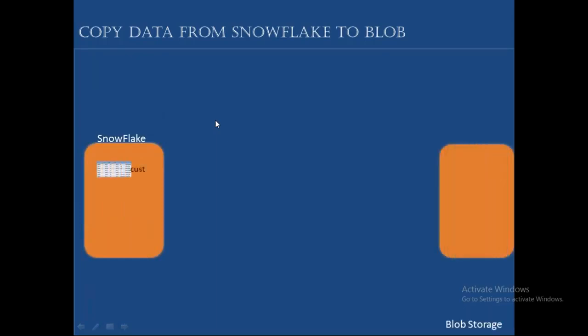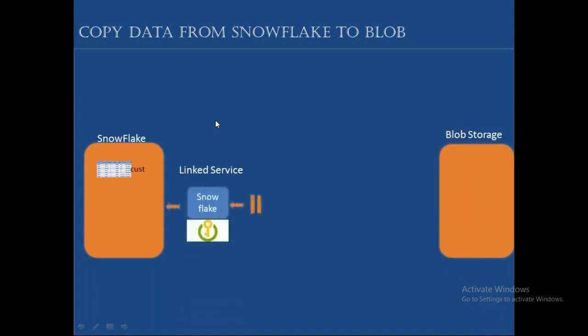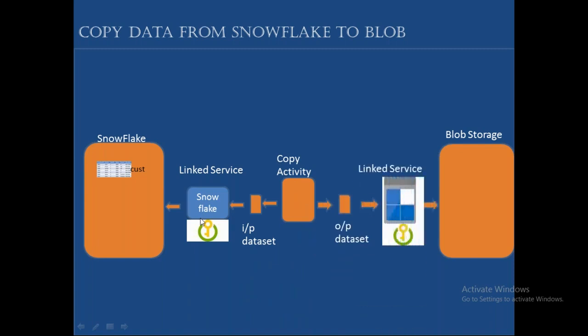In Snowflake we have a customer table that I want to load into blob storage. First create a linked service, and I will explain this linked service, it is completely new. Then you will create the input data set and use the copy activity. Now I will select the output data set. But to create the output data set, I need to create a linked service for my blob storage. This linked service should use a SaS URI.